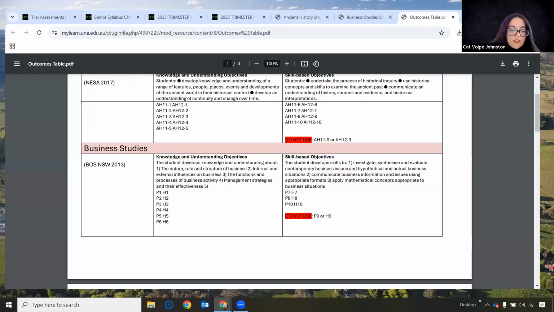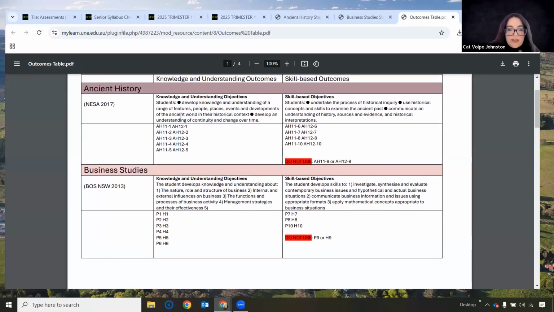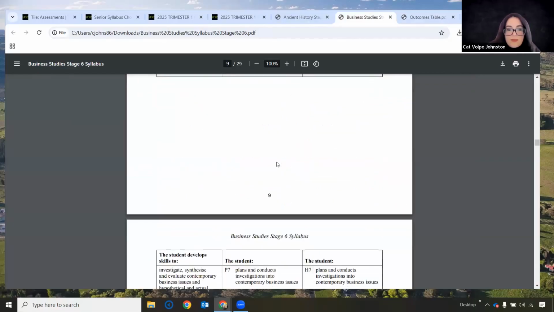Noticing the codes and how they're different. So in business studies, it's P for the preliminary and H for year 12, the HSC. Different from ancient history, just as a note, because that's AH. Okay, going back to this.